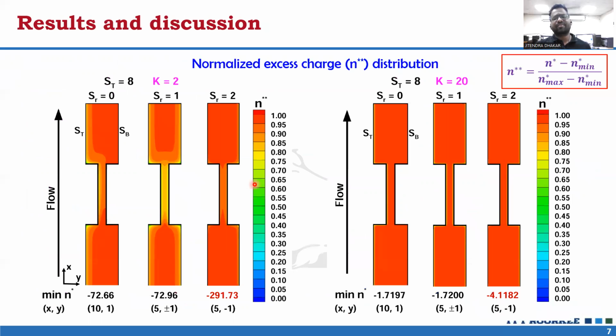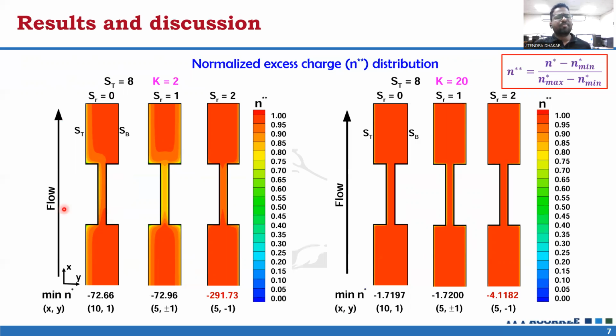So after simulating the flow problem, we get the results in terms of total electric potential, excess charge, induced electric field strength, and pressure fields. Here we can see the normalized excess charge distribution along the microfluidic device for various surface charge ratios SR at ST equal to 8 and K equal to 2 and 20. The normalized excess charge is related to the excess charge by this equation, where N star is the excess charge. The clustering of the normalized excess charge occurs in the contraction section as compared to the upstream and downstream sections due to the reduction in the cross-section area.